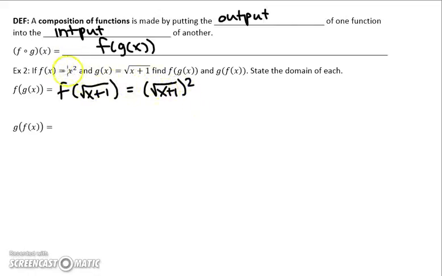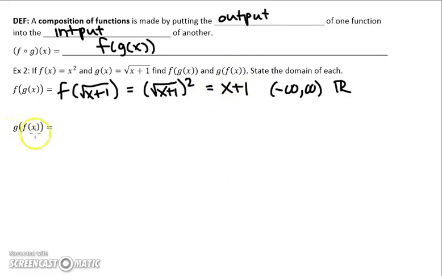So instead of the x, we're putting the square root of x plus 1. Well, square root squared, it's an inverse function, so they undo each other, so x plus 1. There's no domain issues here, so we can say that the domain is negative infinity to infinity. We can say all real numbers because there's no domain restriction.